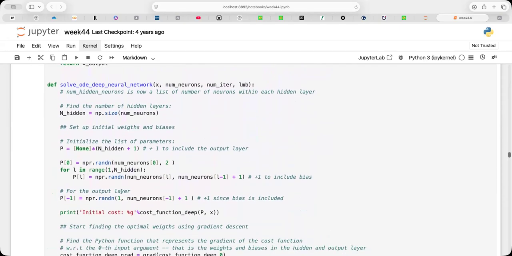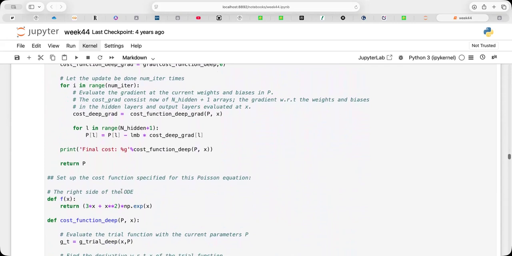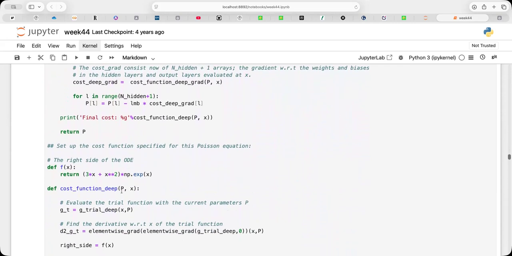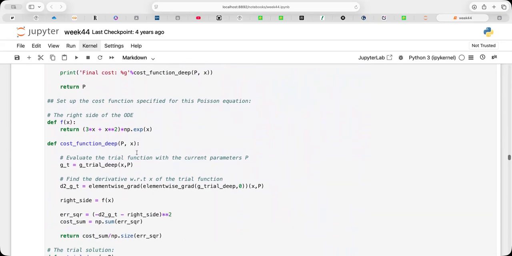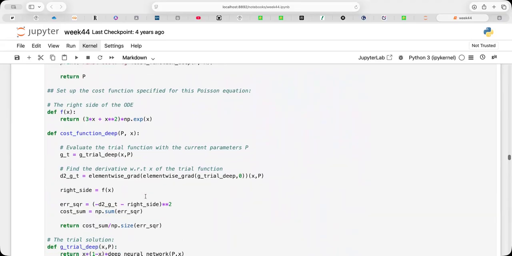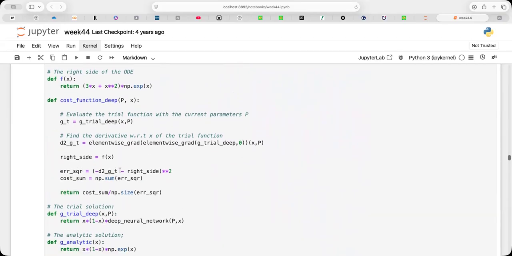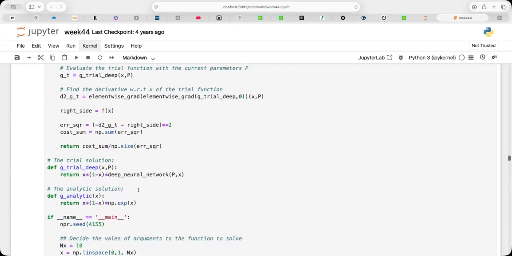So this is just a neural network piece, which is actually pretty straightforward. But the thing which is more interesting for us is actually the definition of the cost function. So this is the right hand side of the ordinary differential equation, which is this one. And then we define the cost function. So we have the trial function. We calculate the derivative with respect to x of the trial function. We find the right-hand side. We define the cost function, which is minus the second derivative minus the right-hand side. And this is the function we want to optimize. This is a trial, as you can see here, x times 1 minus x times the deep neural network.